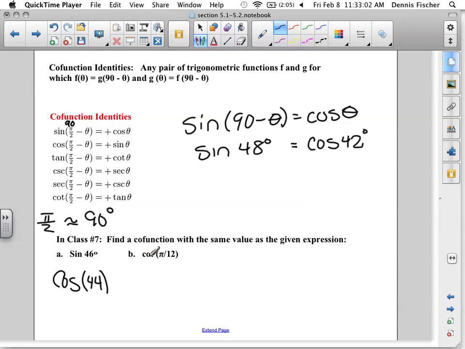Okay? So on this one now, what cofunction goes with cotangent? Tangent, right? So I'm just going to write it out here, it's going to be tangent of pi over 2 minus pi over 12. Correct? Now, how do I subtract fractions? Common denominator. What's the common denominator between 2 and 12? 12, so what do I have to do in this one? Times top and bottom by 6, right? 6 pi minus pi is 5 pi over 12. Correct? So therefore we have tangent of 5 pi over 12. The cofunction to this function, tangent of 5 pi over 12, gives you the same value.